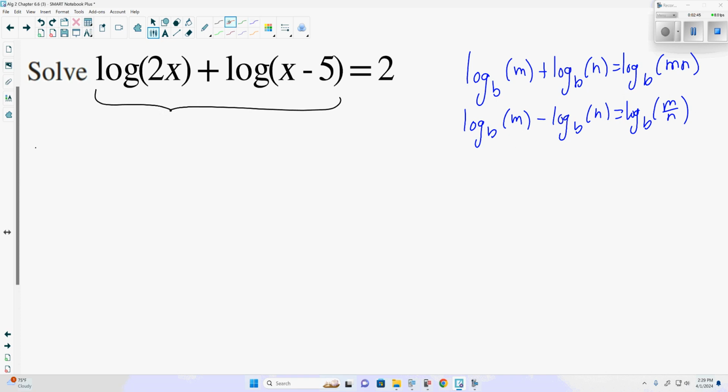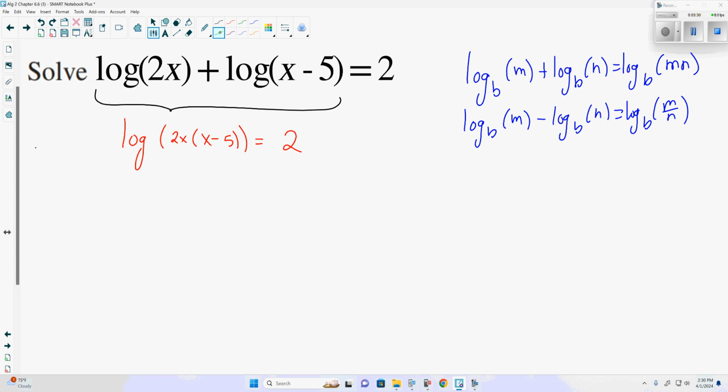The reason this is helpful is because with our equation here, log of 2x plus log of x minus 5 can be rewritten as a single log with what's inside being multiplied. So our 2x times x minus 5. Questions on this here? Questions on how we got to log of 2x times x minus 5 is equal to 2?